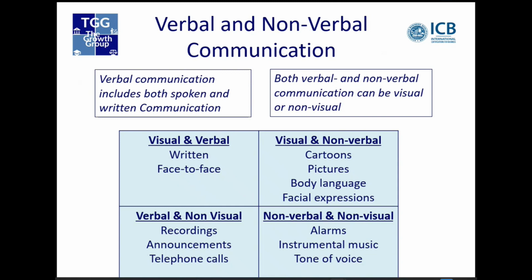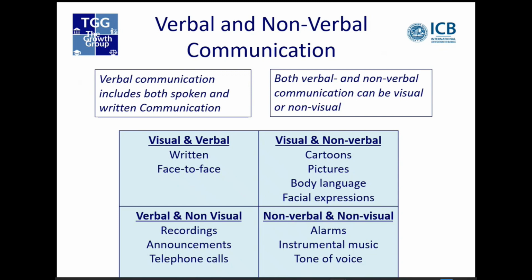Okay? And then also both verbal and non-verbal communication can be either visual or non-visual. And so I've given you a little table there with 4 different blocks in it. The first one is examples of communication that is both visual and verbal. That'll be all written communication and all face-to-face communication. Then you can get communication that is verbal, but it is non-visual. And that would be recordings without accompanying slides, of course, announcements, and things like telephone calls.